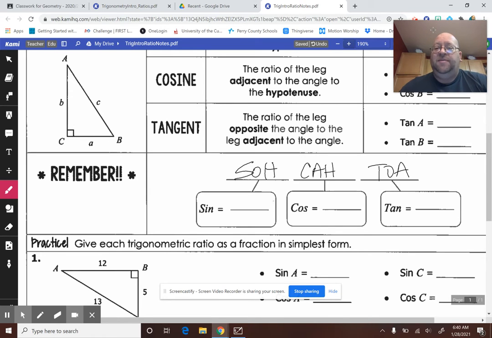And you're going to get into a habit over the next few sections, especially. We're going to talk about how to find sides. We're going to talk about how to find angles. You're going to get into a habit of going ahead and writing this on your paper right off the bat, okay? Because it's going to help you to remember these ratios.